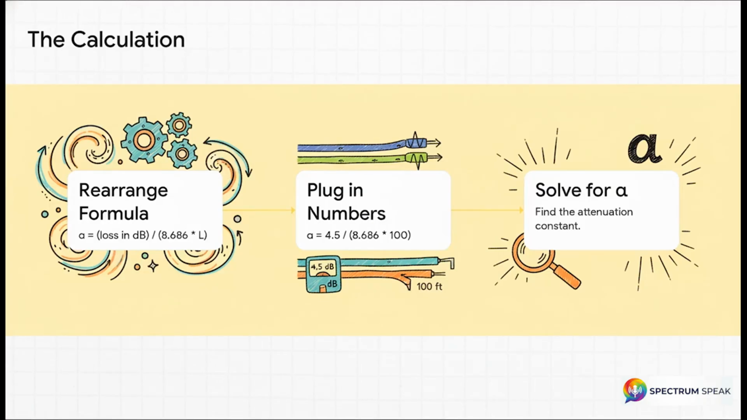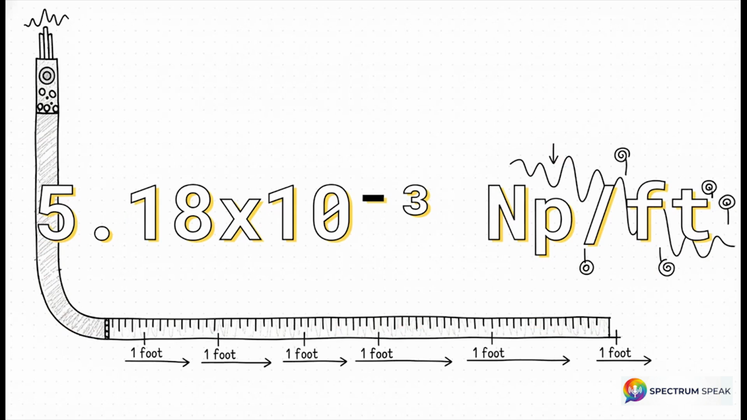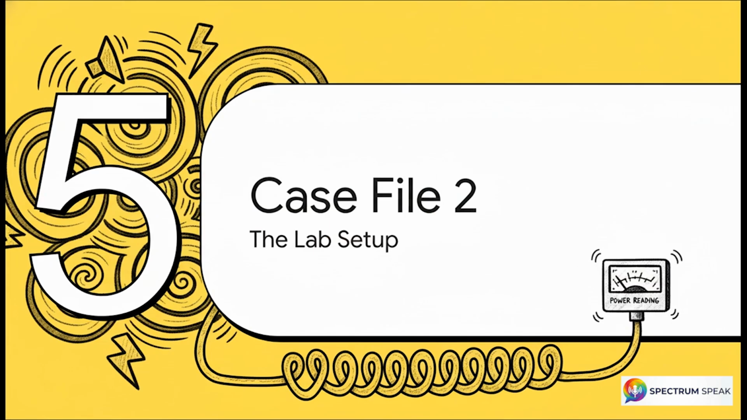So we just take our master key formula and rearrange it a bit to solve for alpha. Then it's just a matter of plugging in the numbers straight from the spec sheet, 4.5 dB for the loss and 100 feet for the length. And there's our answer, 5.18 times 10 to the minus 3 napers per foot. Now, this isn't just a number. This is the physical truth of this cable. It tells us that for every single foot of this RG58U, the signal's amplitude decays by this exact amount. Pretty cool. Excellent. Case 1 solved.